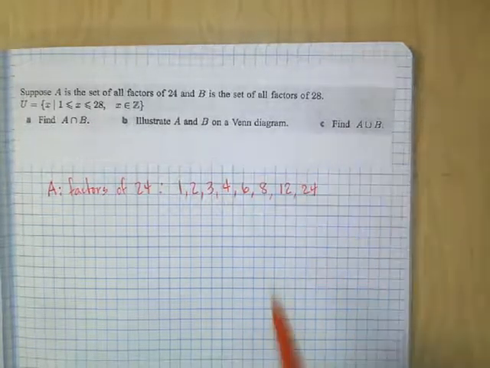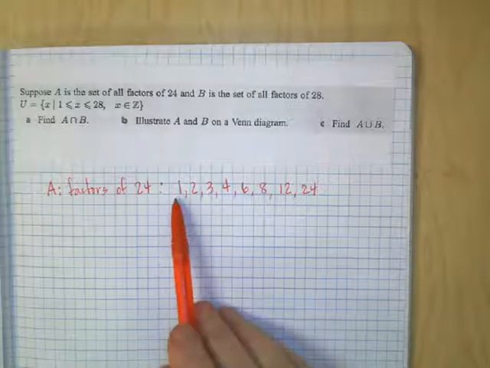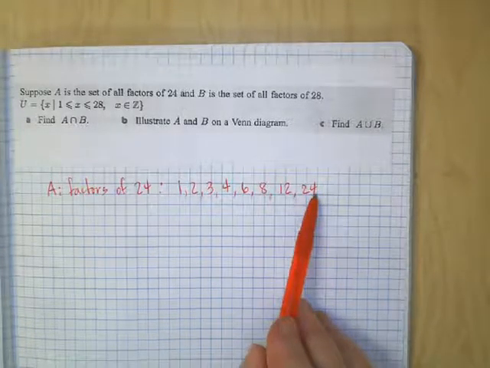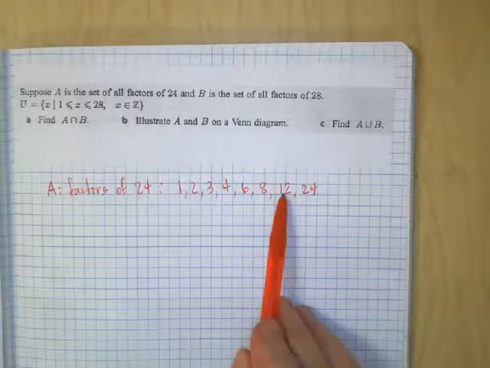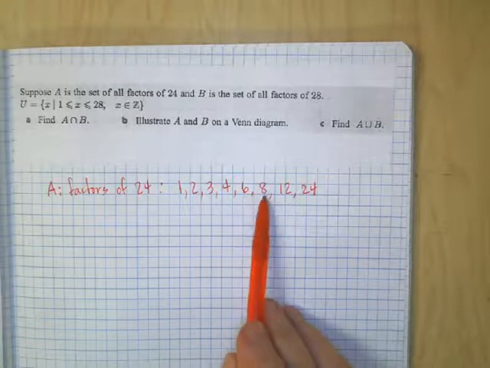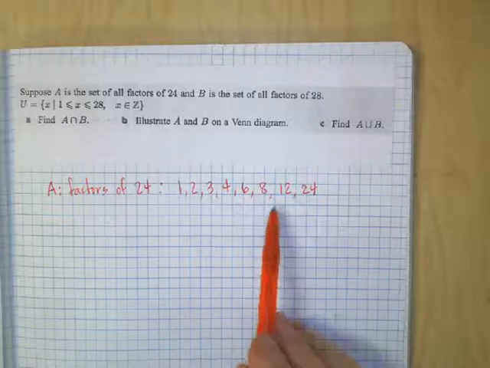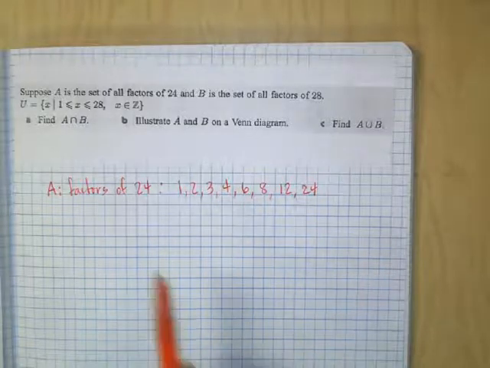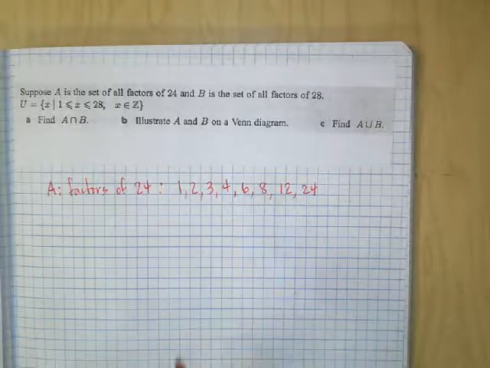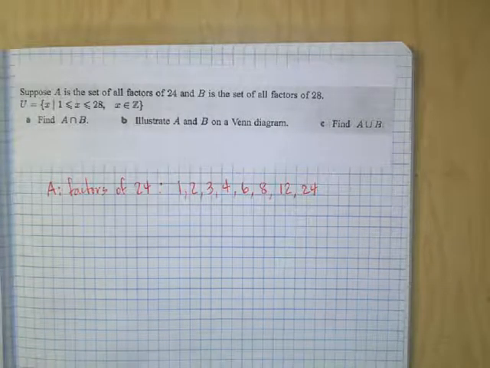One way you can tell if you have all the factors is you should be able to pair them up. 1 times 24 is 24. 2 times 12 is 24. 3 times 8, and 4 times 6. So they should each have a pair, unless your number is a perfect square, then the one in the middle will not have a pair. Okay, so that's event A.